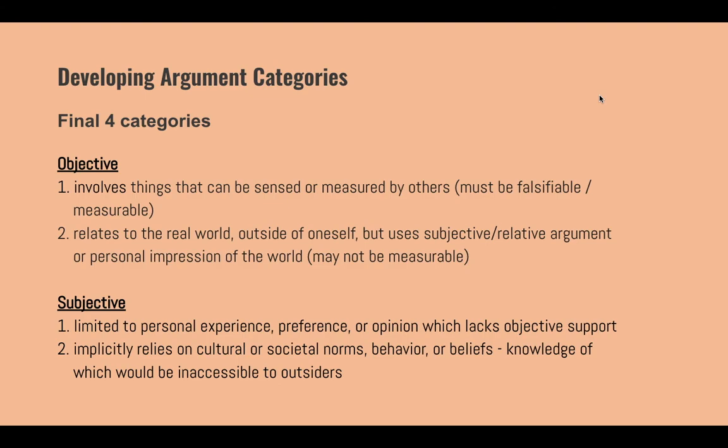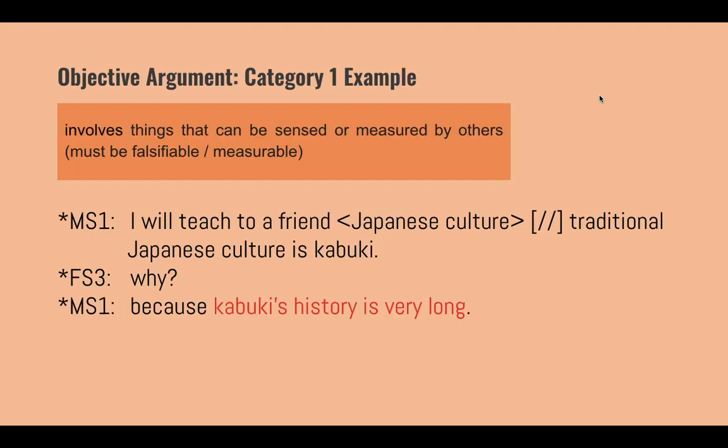We were able to reduce the 6 original argument type categories down to 4, 2 for objective reasoning and 2 for subjective reasoning. Next, I will provide examples of each category taken from the corpus. Here is an example of objective argument category 1.